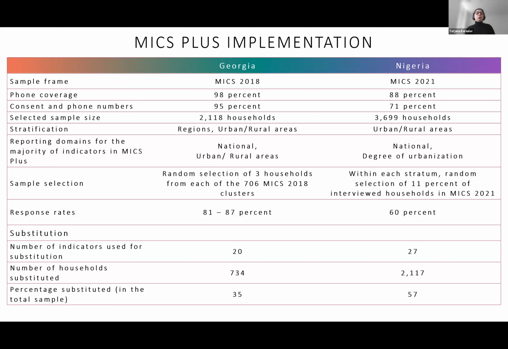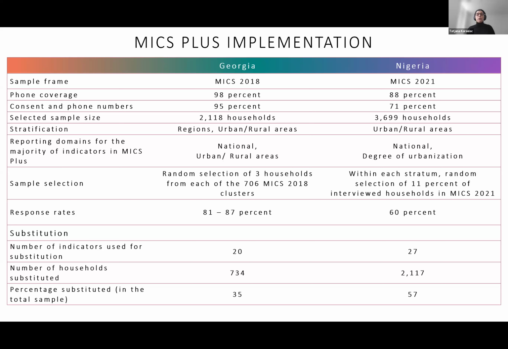In Georgia, the Mix Plus is finalized. The implementation was in 2020 to 2021. They conducted six waves of data collection, and you can see that response rate was really high, between 81 and 87%, depending on the wave. While in Nigeria, they conducted one wave until now. They are now starting the second wave of data collection in Mix Plus, and the response rate was 60% in the first wave.